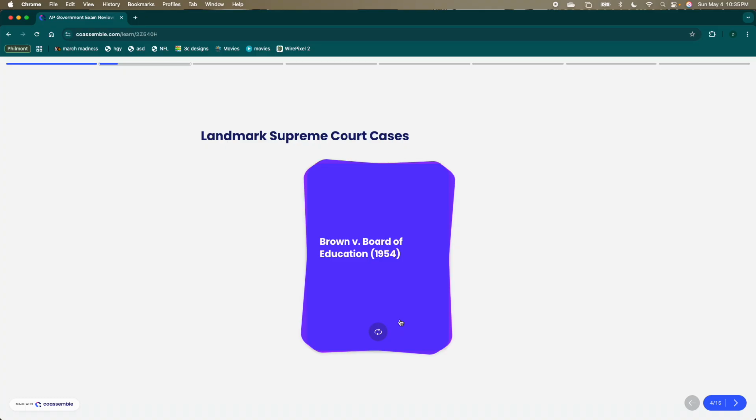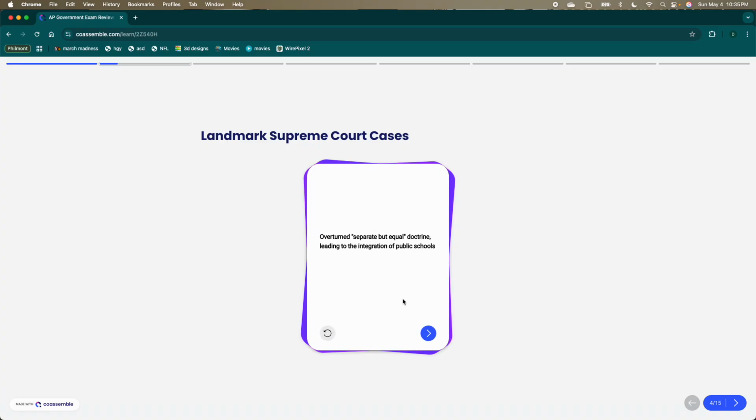Next, a very famous one, Brown v. the Board of Education. Of course, in this case, Plessy v. Ferguson was overturned, also known as the separate but equal doctrine, as the court ruled that separate but equal is inherently unequal, leading to the integration of public schools. Now, the constitutional principle for this one is the Equal Protection Clause in the 14th Amendment.